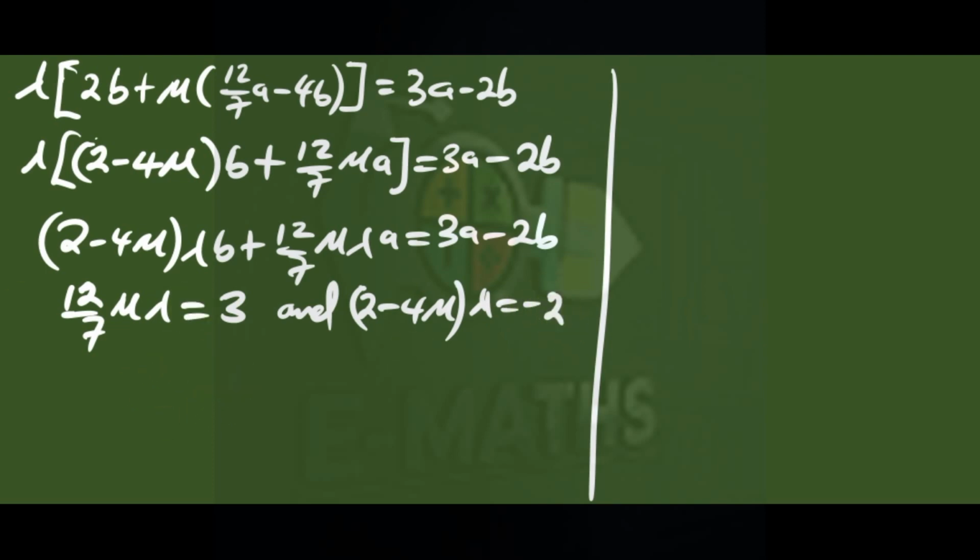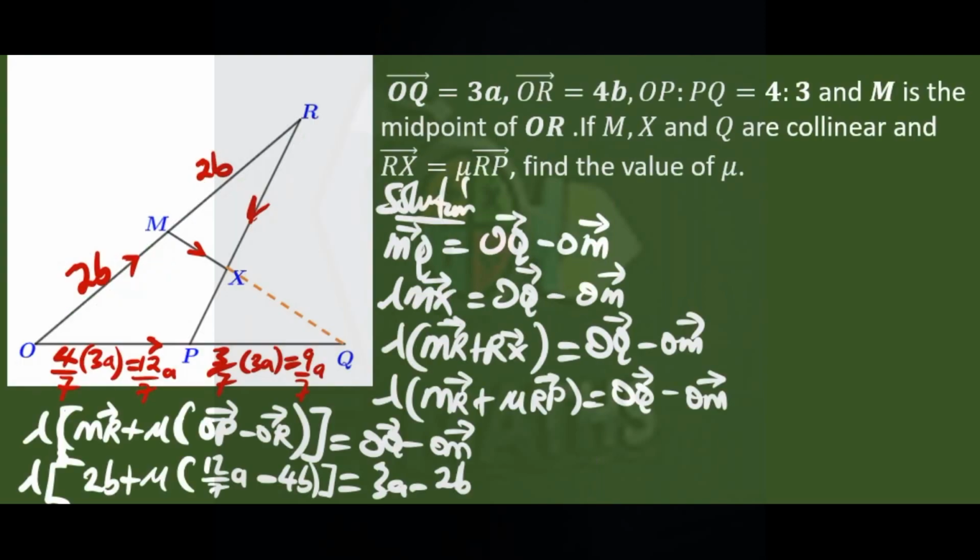So let's solve. Remember, the unknown here is mu. I introduced lambda just to make our solution easier. I told you MX is a fraction of MQ. Let that fraction be lambda. That's why I replace MQ with lambda MX.